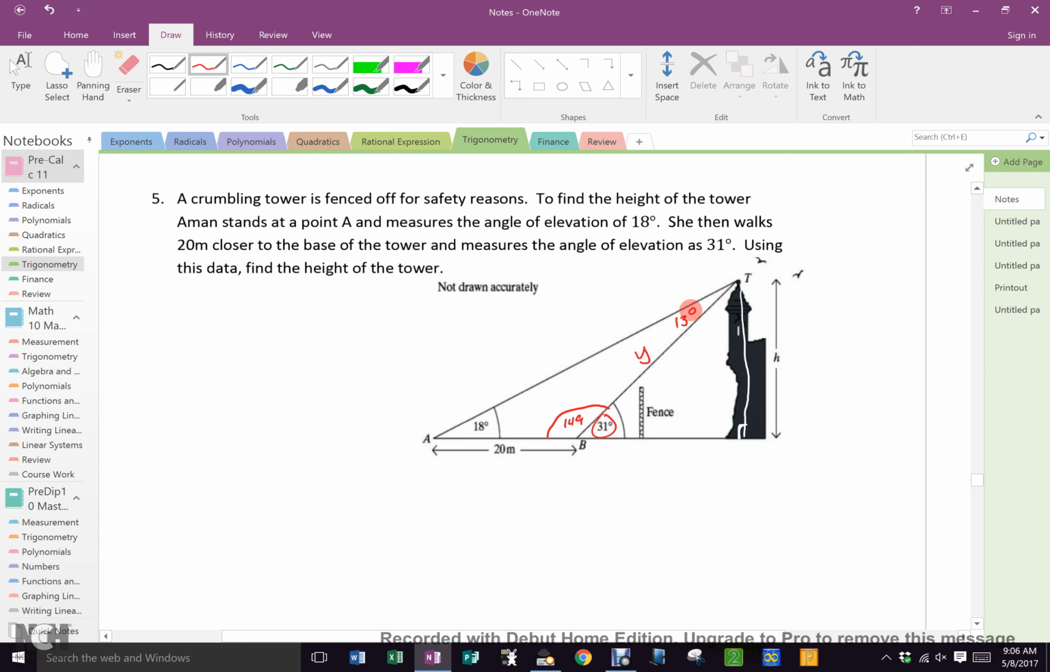13. Now, do I have a pair? What is it? Sine 13 over what? 20. And sine 18 over what? y. Now do I know y? Of course I do. Once I know y, I can easily find h. How do I find y? 20 sine 18 over sine 13 gets me y, correct?